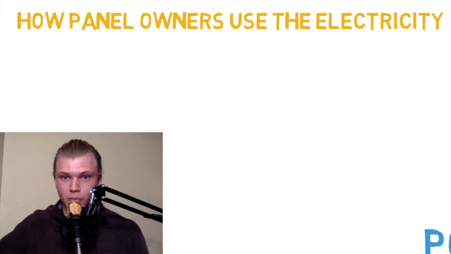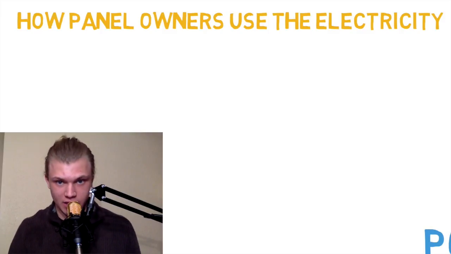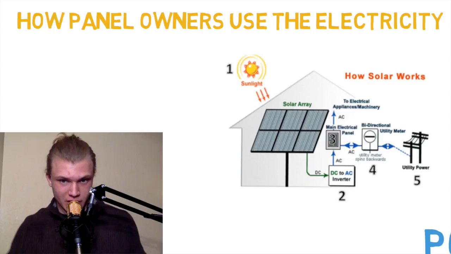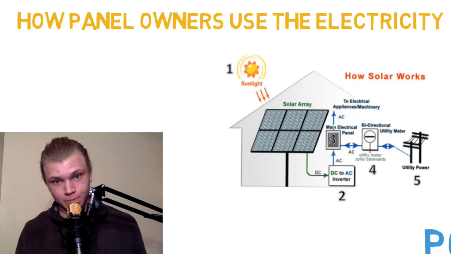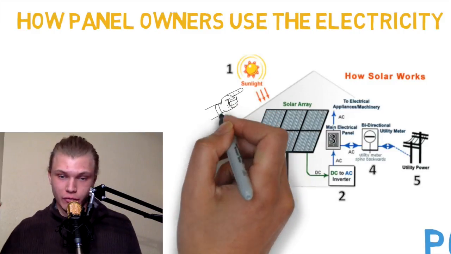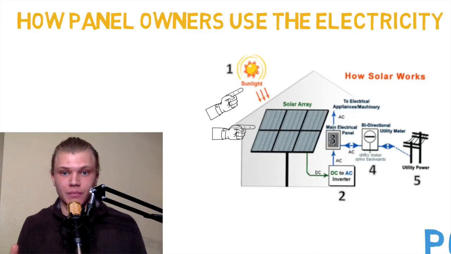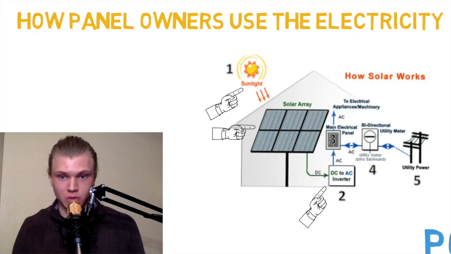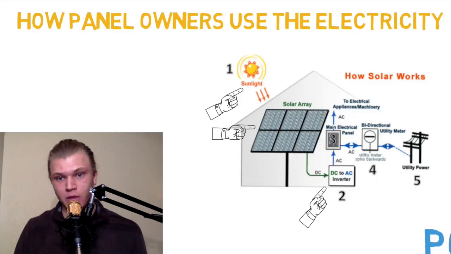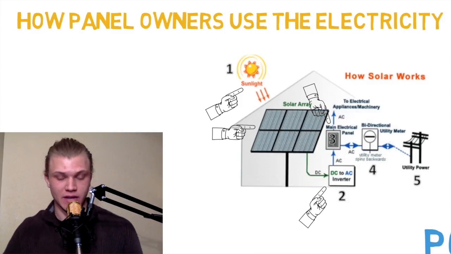So next is how solar panel owners use the electricity. Let's take a look at that. This is just a picture of a typical solar panel system, and you can see how it starts off with the sun, and the sun gives off light, and in turn that light goes to your solar array, which is made up of solar panels, and it gets diverted to your inverter, either a string inverter or a microinverter. We'll cover that in another video. It changes the electricity from DC to AC, and AC is what you use in your home.